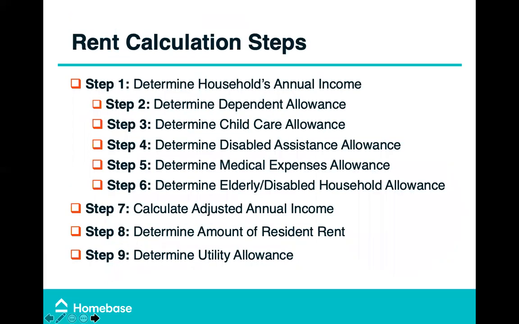So getting into the nitty-gritty now about rent calculation. We have laid out 9 steps that you're going to need to take to calculate your client's share of the rent. The first one is going to be determining the annual income. And then the next 7 steps after that relate to calculating and deducting various allowances to determine the annual adjusted income. And the very last step is determining and factoring in any utility allowances.